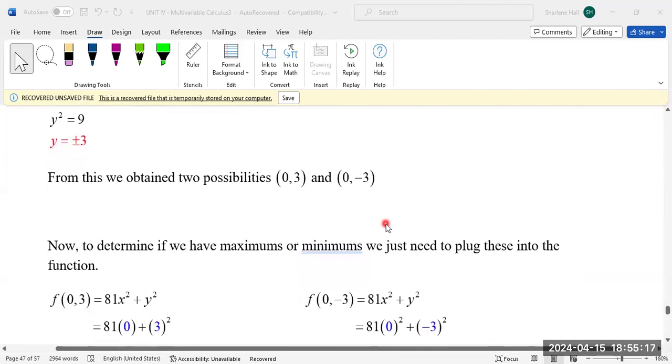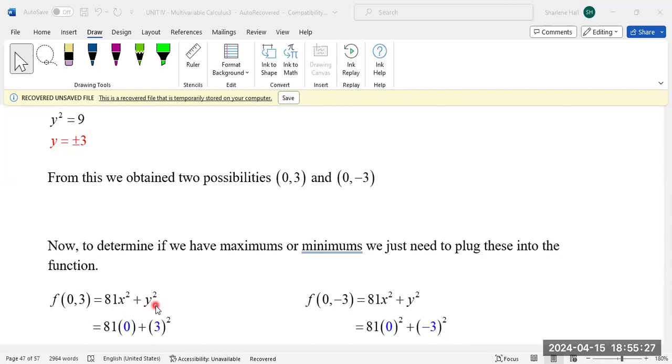I'm putting 0, 3 first. 0, 3, x is equal to 0, y is equal to 3. All of that goes to 0. 3 squared is 9, positive 9. So that's just really, if this positive 9 is a maximum or minimum. Maximum.